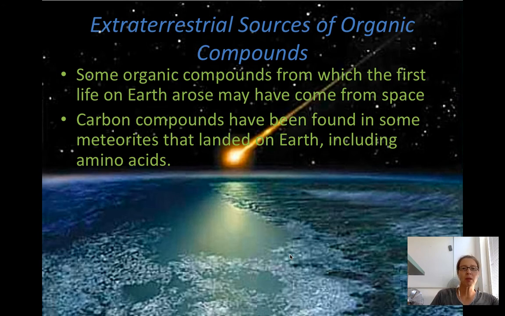And you'll see, we're going to watch a longer video tomorrow, but if you have all of these molecules on a meteorite or something, when it passes through the atmosphere, that forms enough energy for some of those to be able to come together. And so we found that carbon compounds have been found in some meteorites that have landed on Earth, and that includes amino acids. So there's this idea of extraterrestrial origins.